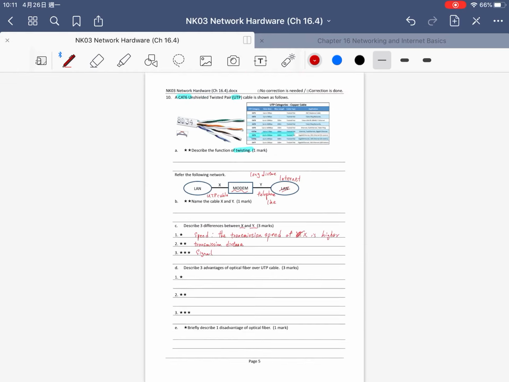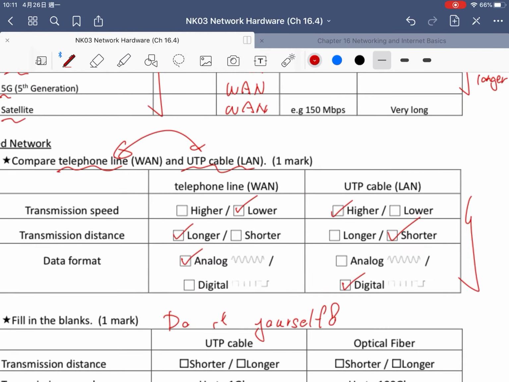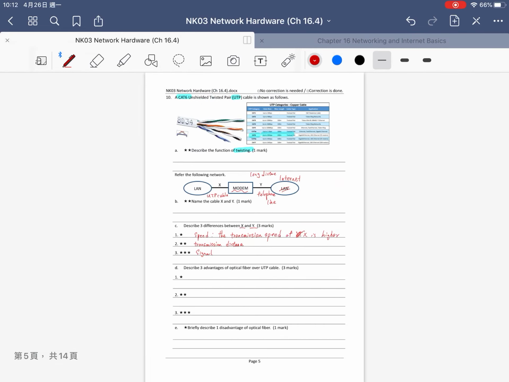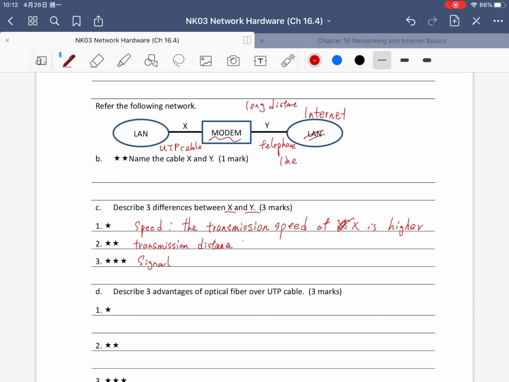Okay, it's higher. And the transmission speed of the UTP cable is shorter. Transmission distance. Signal. H transmits digital signal.